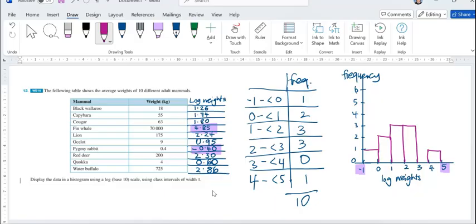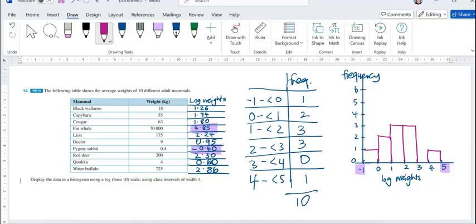So really all that is saying on the log histogram, for example, if there's a 0 there, it means that is the power that you put on a 10. So it's 10 to the power of 0, 10 to the power of 1, 10 to the power of 2, and so on and so on and so on. So hopefully that makes sense.